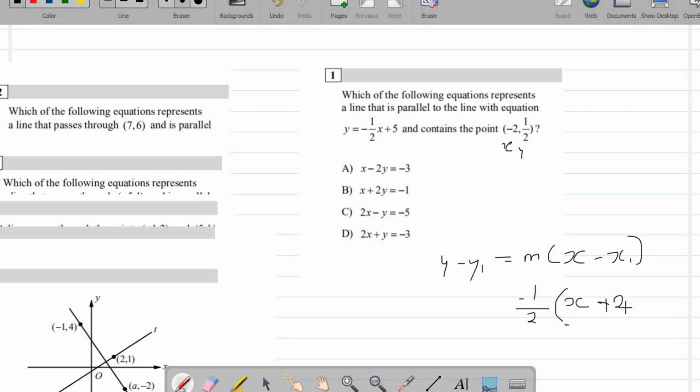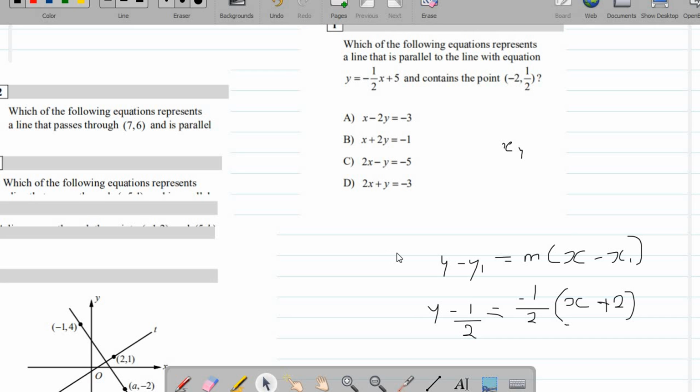Okay, and y minus y1, that is y minus 1 over 2. So you have y minus 1 over 2. Okay, so everything is kind of fraction here. Trying to take off the fraction, you have to multiply everything by 2. And to multiply everything by 2, you move this up here, and let's multiply everything by 2 here.